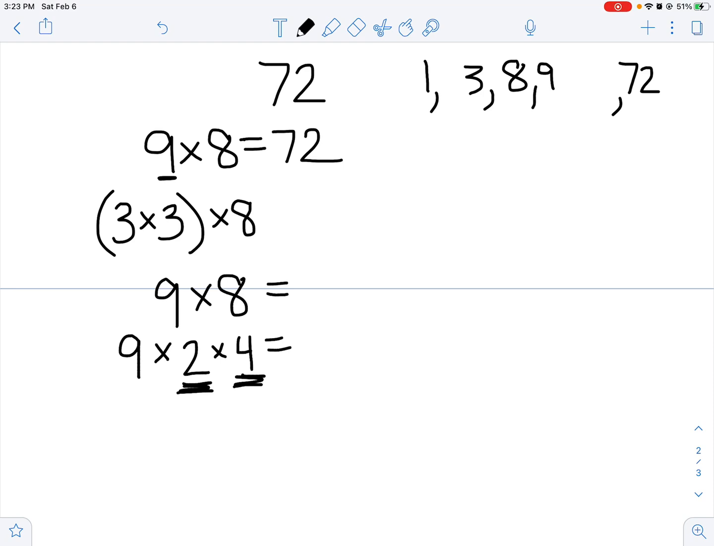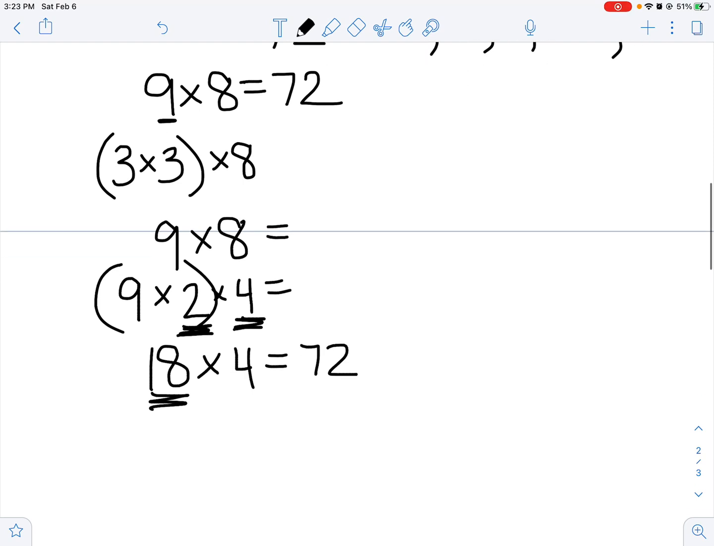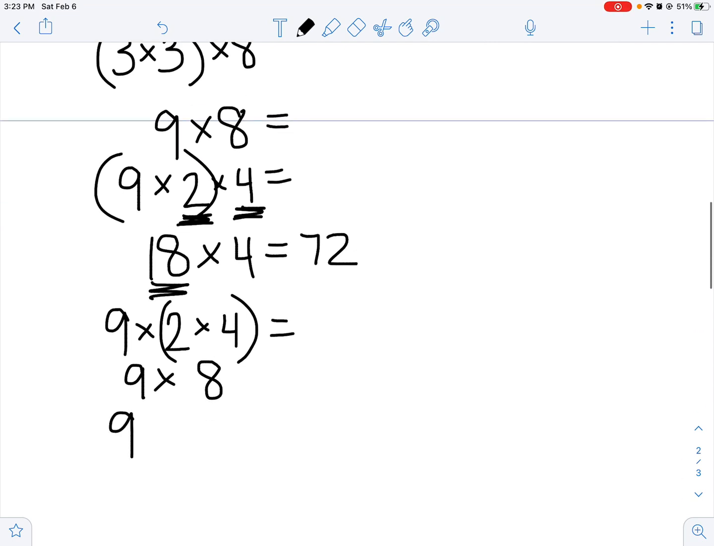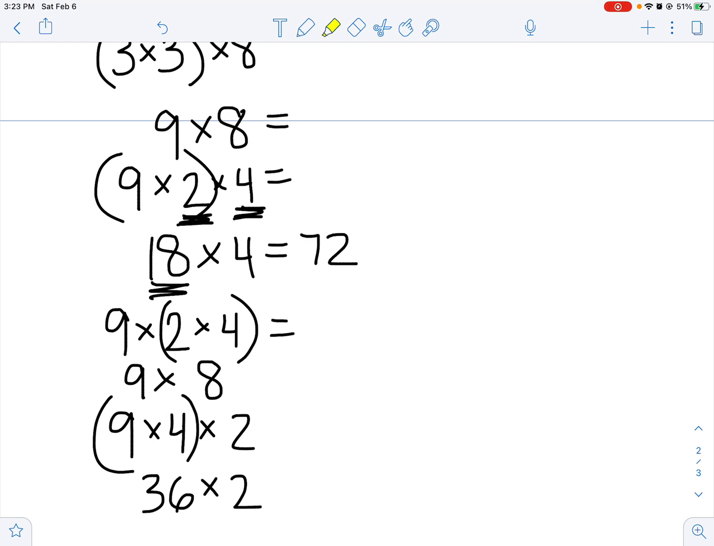So if I wanted to break up the 9 and, or do the 9 and the 2 first, that's 18. So now we also know that 18 is a factor because 18 times 4 is going to equal 72. If I rewrite my 9 times 2 times 4 and put the parentheses around the 2 times 4, I get back to my 9 times 8, right? I can also mix it up and do 9 times 4 times 2. 4 nines is 36, so 36 times 2 is another factor pair. So look at all the factor pairs you can come up with by using your associative property.